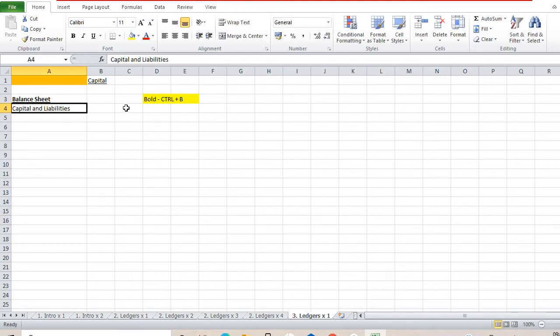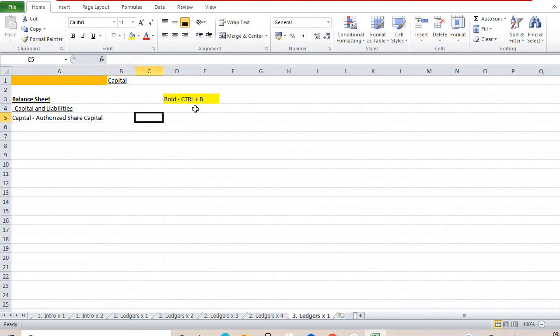With respect to capital and liabilities, you can indent it a little bit, so maybe give it a couple of spaces. For capital and liabilities, we will not bold it, and we will just give it a single underline. Under capital and liabilities, let us first look at capital, and the first item that we're going to look at is authorized share capital.